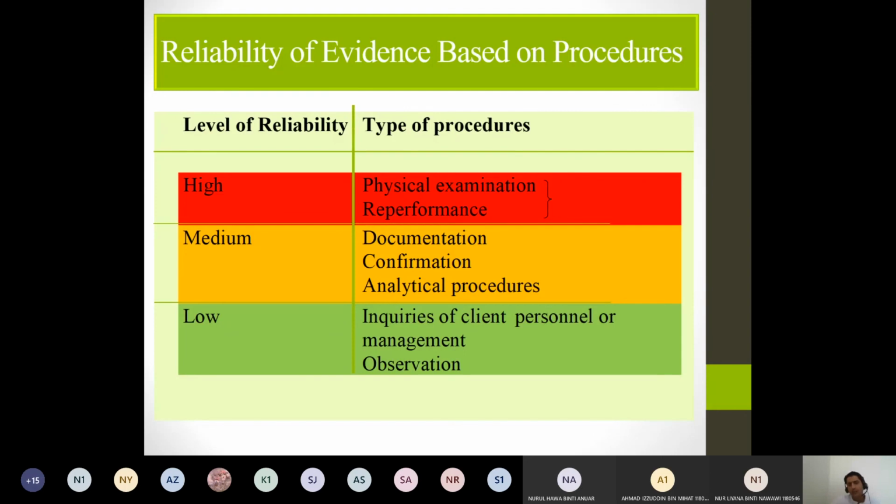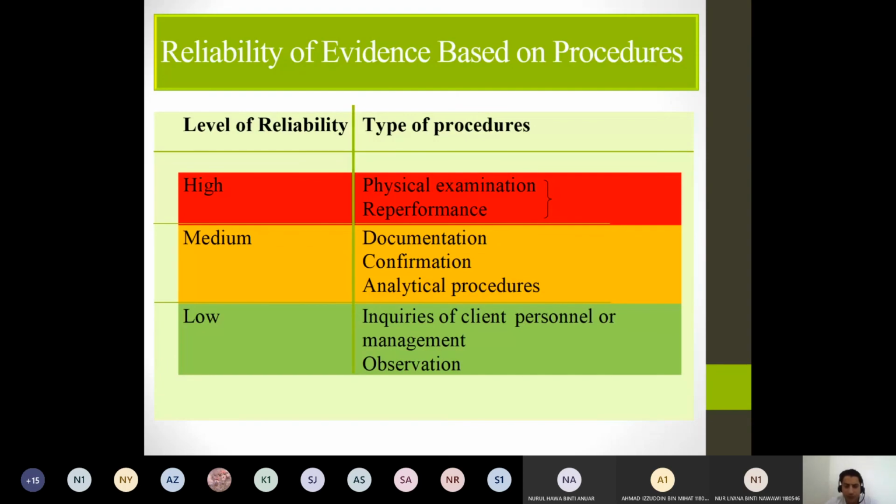What we can notice here is that the more reliable the evidence, the more costly and the more involvement of the auditor. So physical examination requires the auditor to be on site. Reperformance also requires the auditor to be on the side of the company and redo some performance.